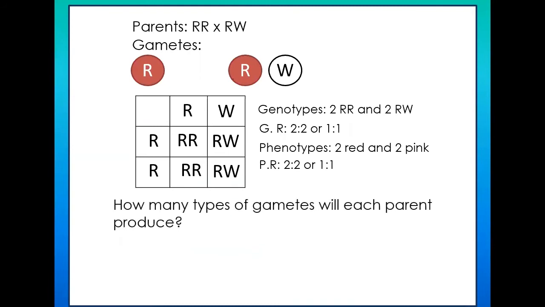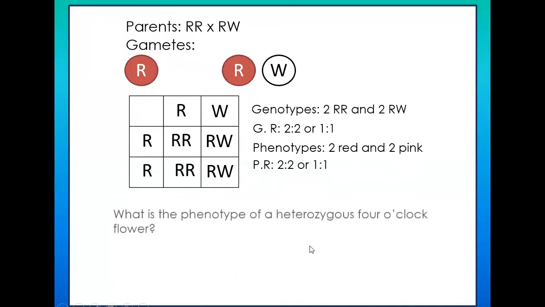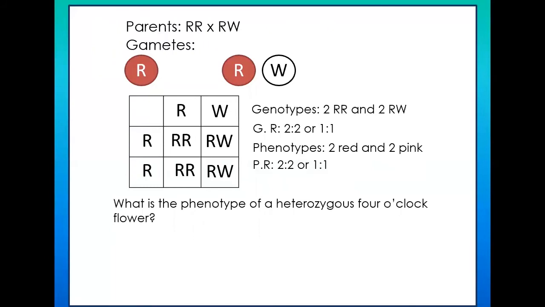So, how many types of gametes will each parent produce? For parent 1, we have only 1, the R gamete. And for parent 2, we have 2, the R gamete and the W gamete. Another question: what is the phenotype of a heterozygous four o'clock flower? From what we have here, this is the heterozygous genotype, and in terms of phenotype, that is still pink.